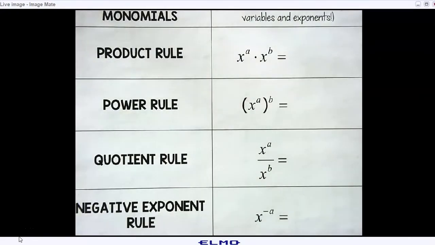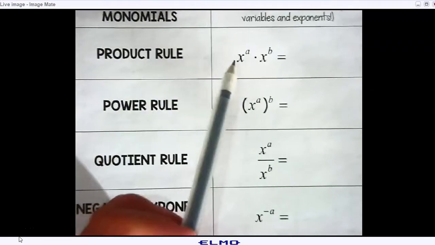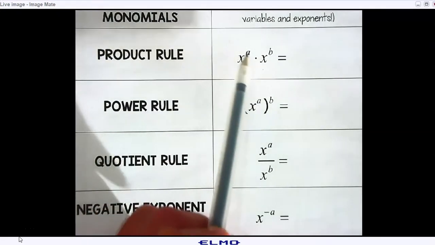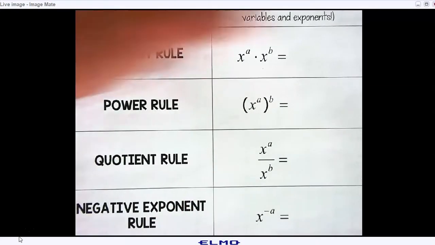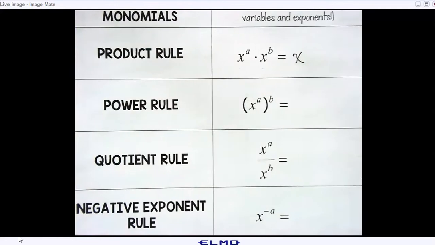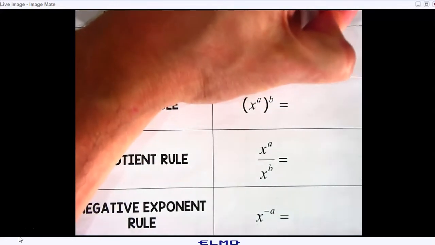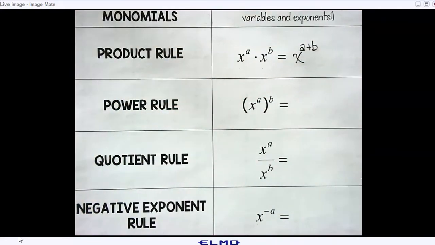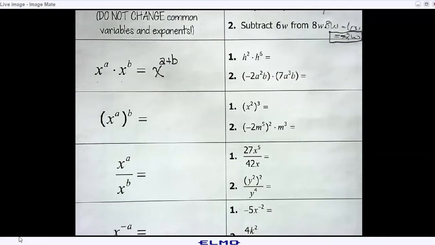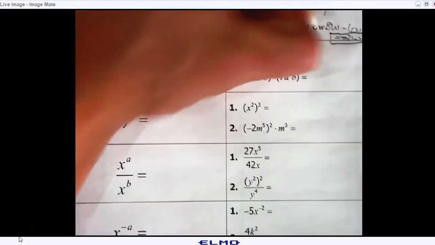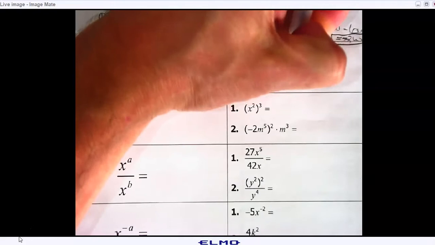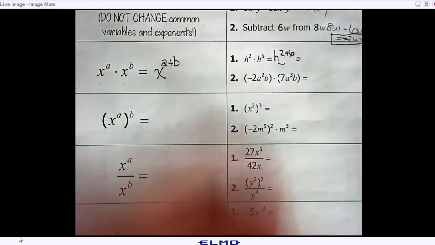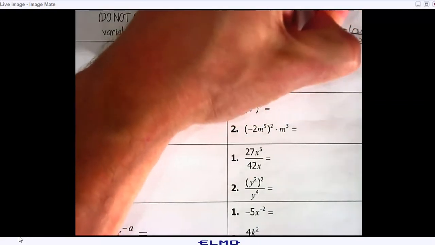Our first rule is the product rule. Whenever you have two numbers with the same base but with different exponents, and they're being multiplied, like we have here in the middle, the rule is you keep the same base, the x, and you add the exponents, a plus b. So, for example, number 1, h squared times h to the 6. That would give us h to the 2 plus 6 power. H to the 2 plus 6 power is h to the 8.